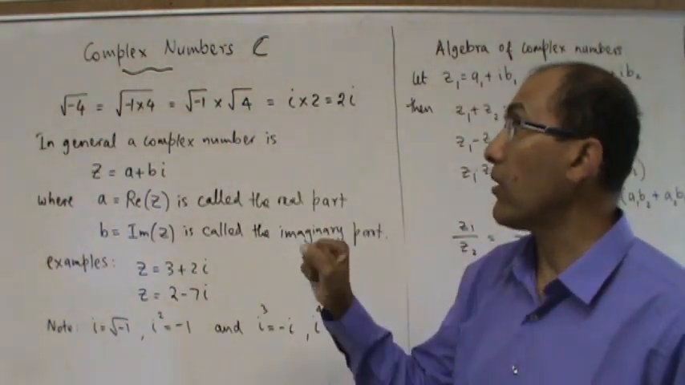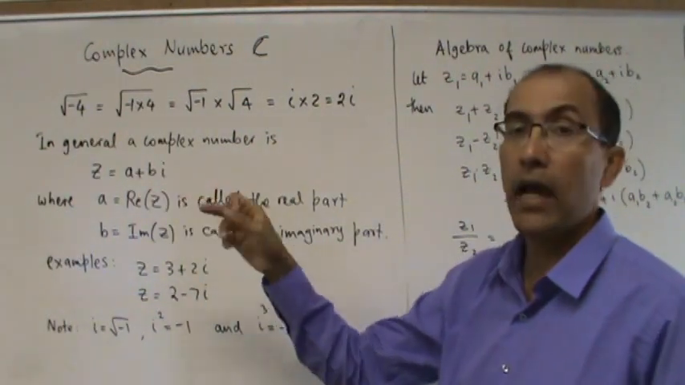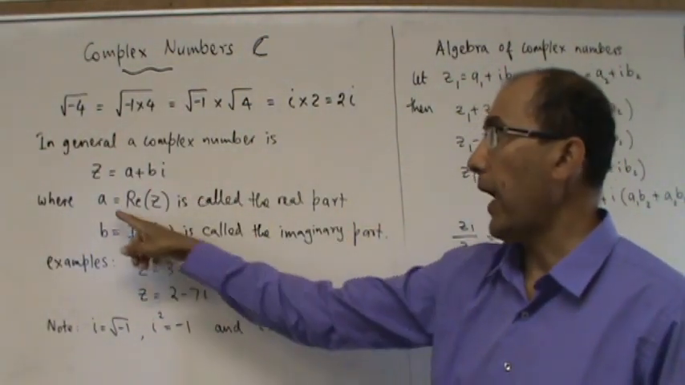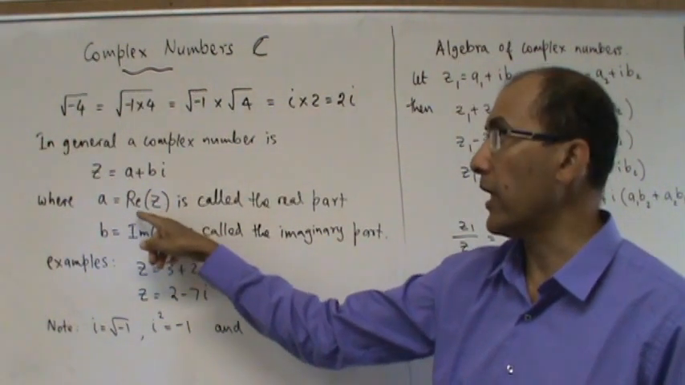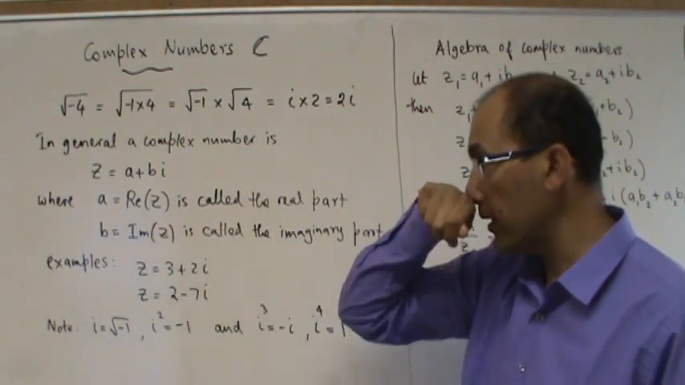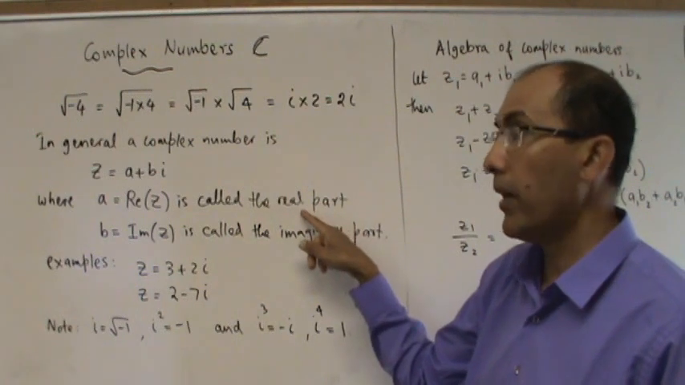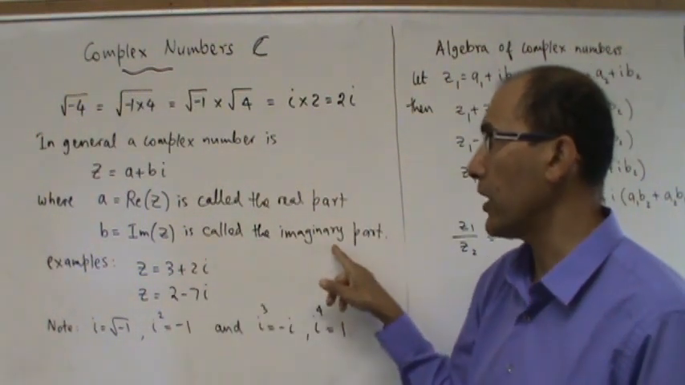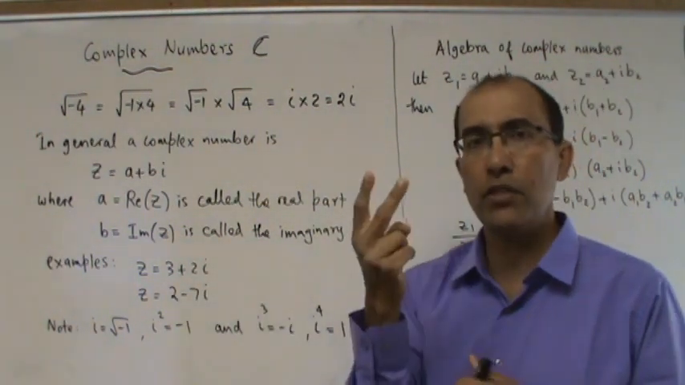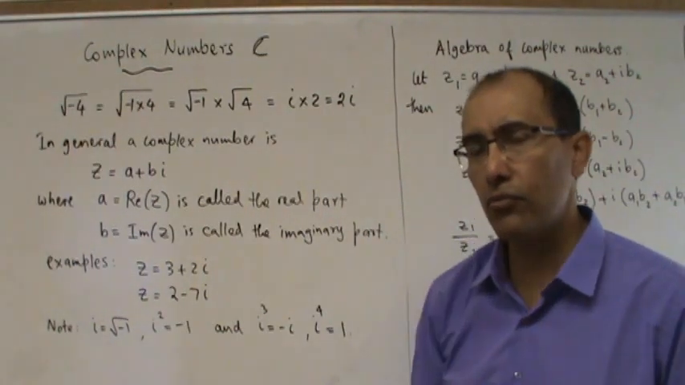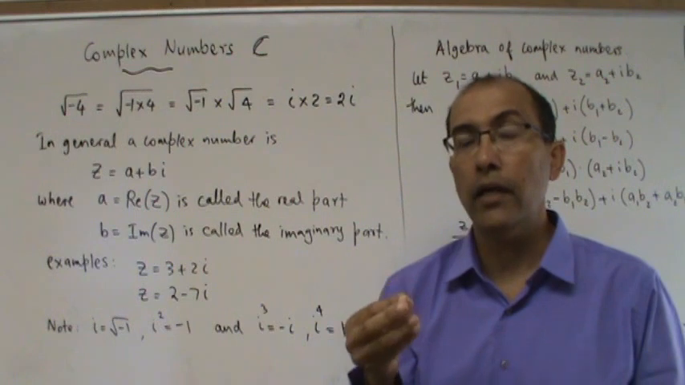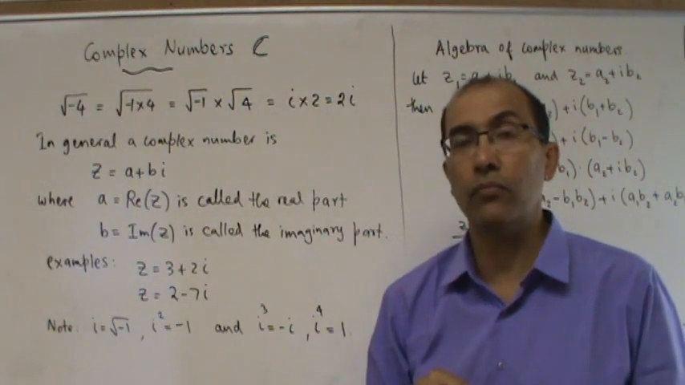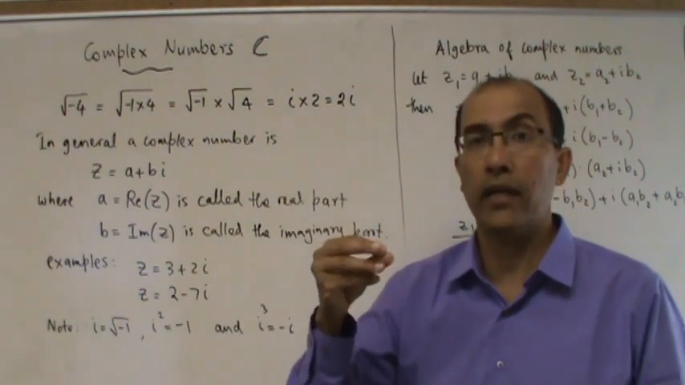Anyway, in general, a complex number looks like a + bi. So it has two parts. a is written Re(z), the real part of z, and b is the imaginary part. So a complex number comes in two parts. That's not unusual. You have seen this before. A rational number also comes in two parts, with a denominator and a numerator.